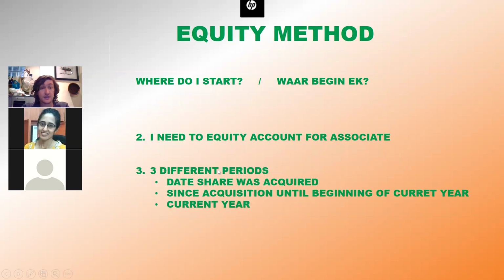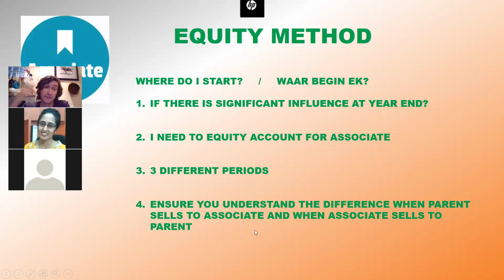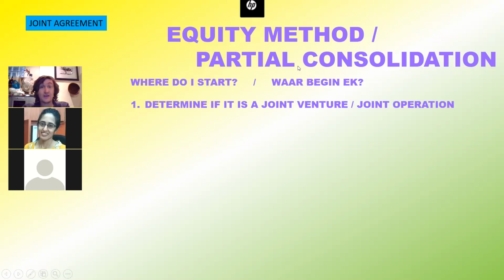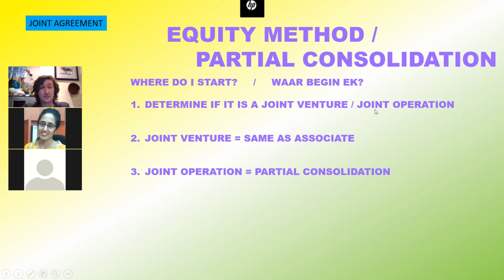And then that's an associate. Also, after my equity method, 3 periods, the date that I now need to see is at acquisition date, but what happens, it's only my cost, and I test for that gain on bargain purchase thing. Since acquisition up until the current year and the current year, and I need to know what journals affect them and see that if the parent and the associate sells, it looks different, so I need to understand that. And then lastly, joint arrangements, my partial consolidation. So the moment that I see that I am a joint venture, back to my associates principles, if I am a joint operation, I partially consolidate.